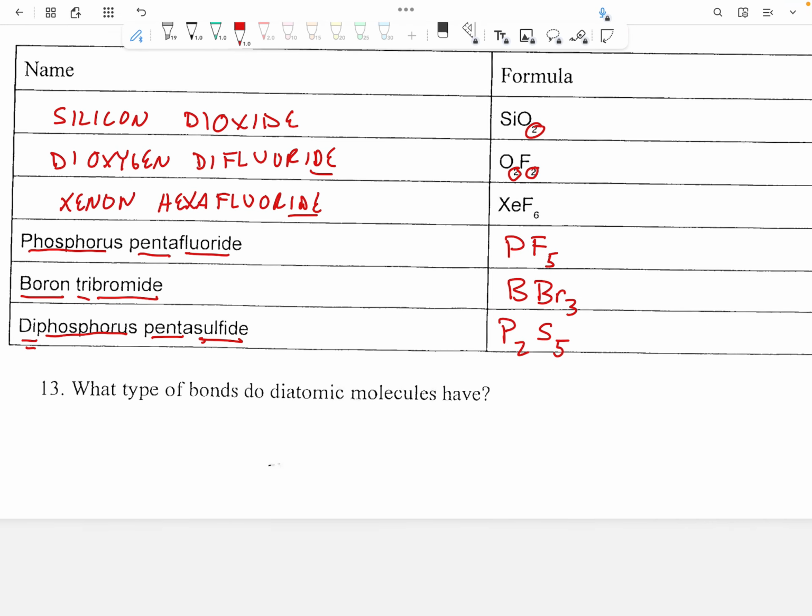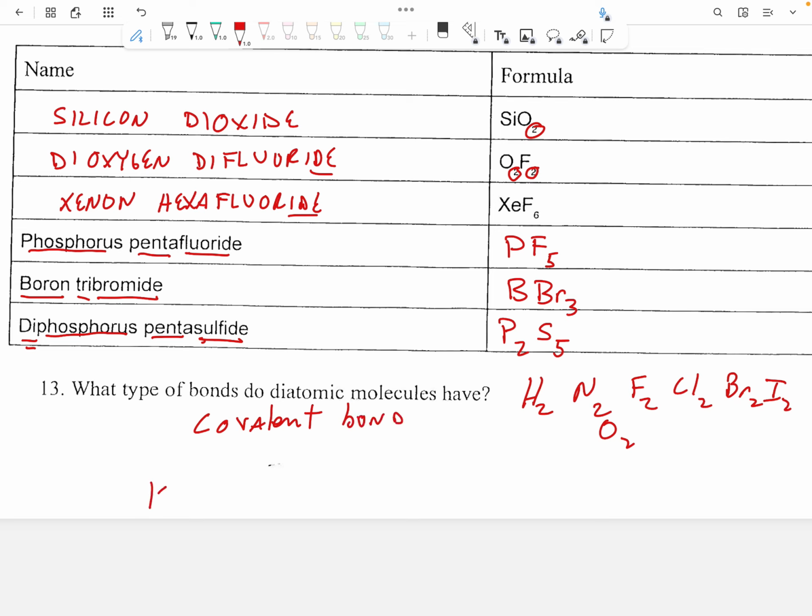And then, what kind of bonds do diatomic molecules have? Well, first of all, diatomic looks like this. H2, we have N2, we have F2, Cl2, Br2, I2, O2. And so, each one of those atoms are non-metals. So you put 2 of them together, you have 2 nonmetals. Well, 2 nonmetals, they form a covalent bond.